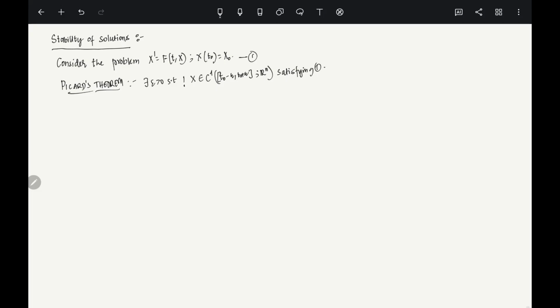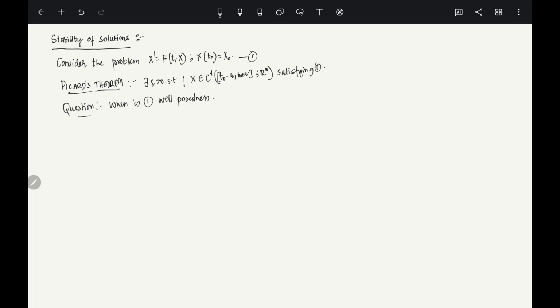Okay, now the thing is this: we talked about well-posedness of a problem, right? Now the question is: when is this well posed? When is 1 well posed? In the next few videos we are going to talk about that sort of thing. Existence and uniqueness is guaranteed by Picard's theorem. Now the question is: when is it well posed? That means the third part, when is the solution stable?